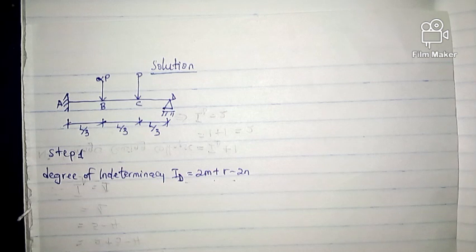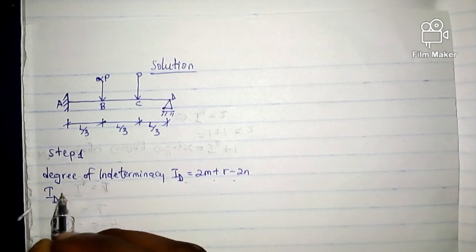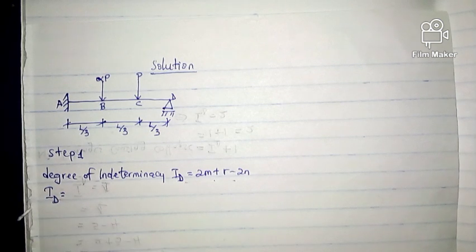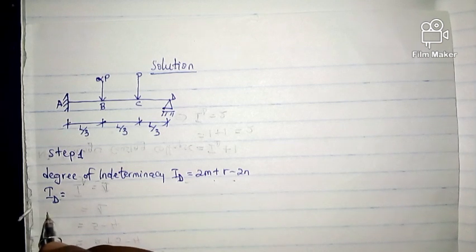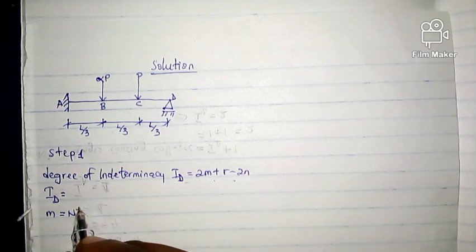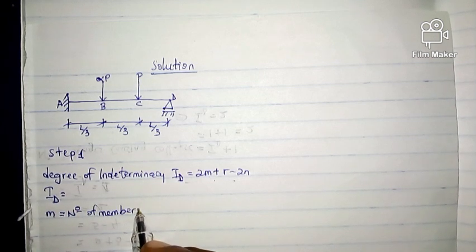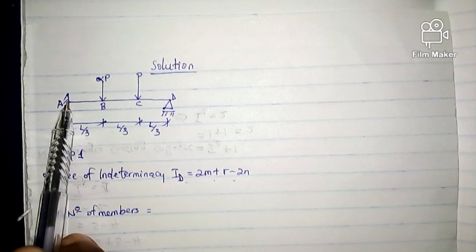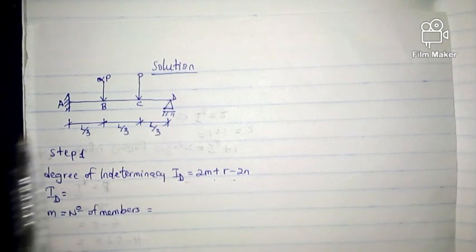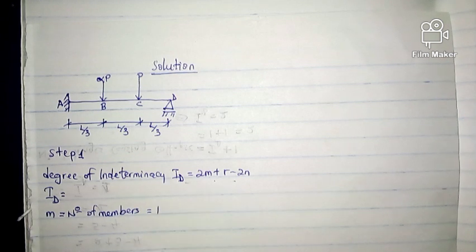Now let's go and get the degree of indeterminacy. ID is equal to, now what is our M? Let's get our M first. M means the number of members. What is a member? In this cantilever, what is our member? Our member is member AD. From A to D is one member. So here you have one member.